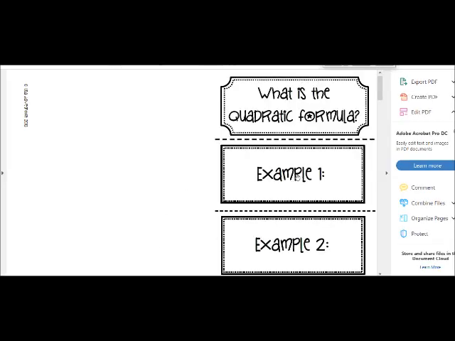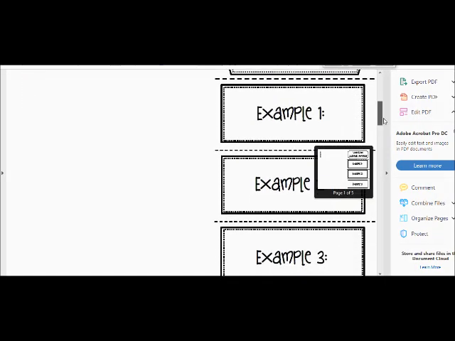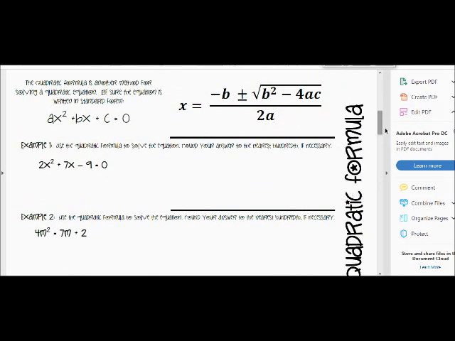Alright, so we're going to be working on the quadratic formula today. You need your notes that look like this on the front side, and then we're going to be working on this side. Okay, so have those in front of you. If you are in class and you need a copy, please ask for one.